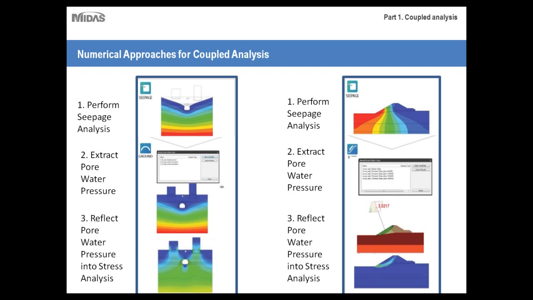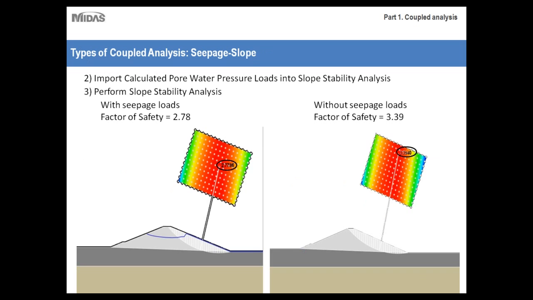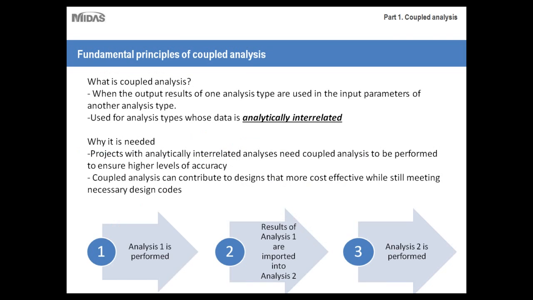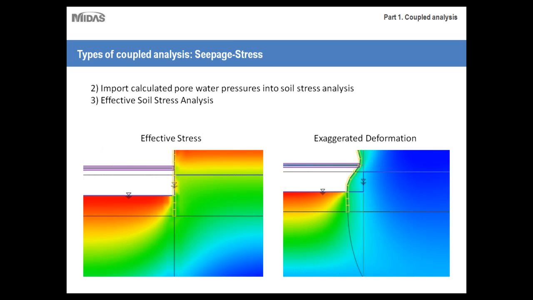Just as a review, let me go back to where we began before I give you the quiz. Coupled analysis is used for analysis types that are analytically interrelated. You need one analysis to be performed before you can accurately run the other. I think that's a pretty straightforward principle.